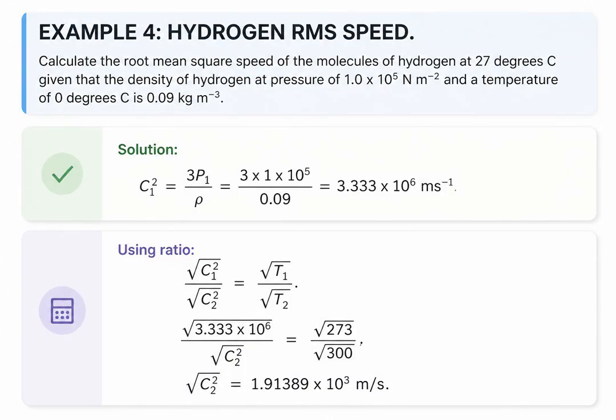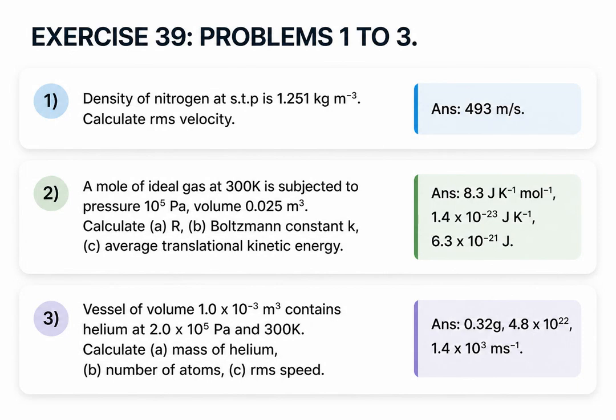Example 4 follows a very similar logic. We need the RMS speed of hydrogen at 27 degrees Celsius, knowing its density at 0 degrees Celsius. Again, we first find the square of the speed at 0 degrees Celsius using 3p over rho, which gives 3.333 times 10 to the 6th. Then we use the temperature proportionality ratio. We compare the square root of the initial squared speed to the unknown final speed, equating it to the square root of 273 Kelvin over 300 Kelvin. Solving this ratio gives the final RMS speed of hydrogen at 27 degrees Celsius as 1.91 times 10 to the 3 meters per second.